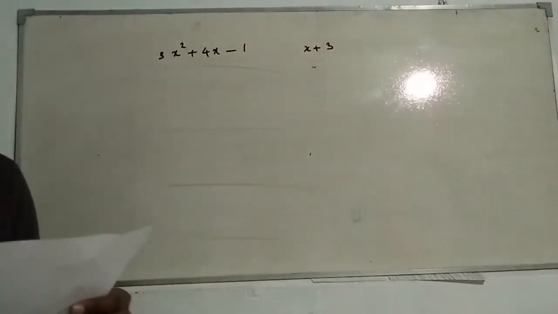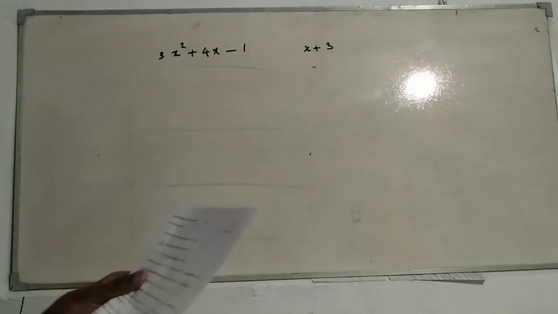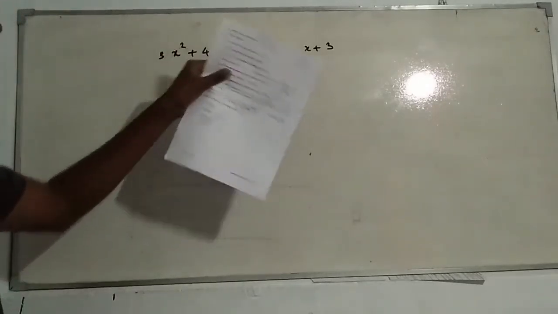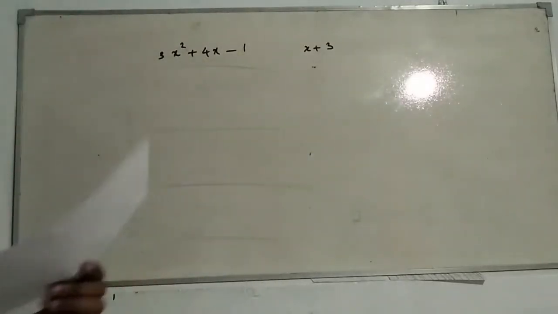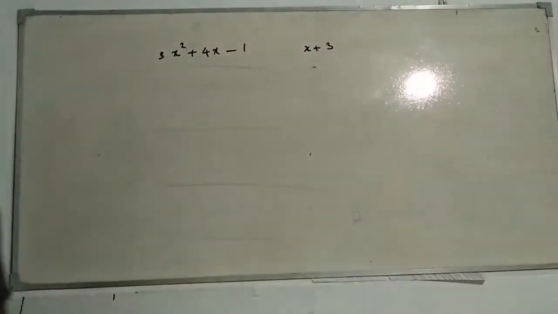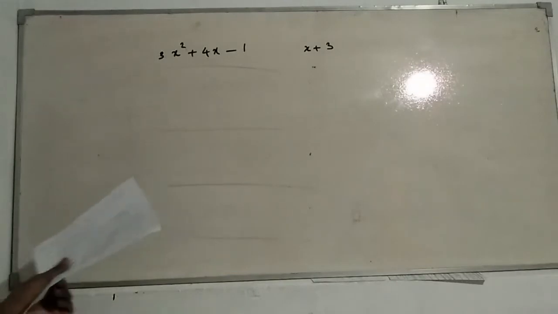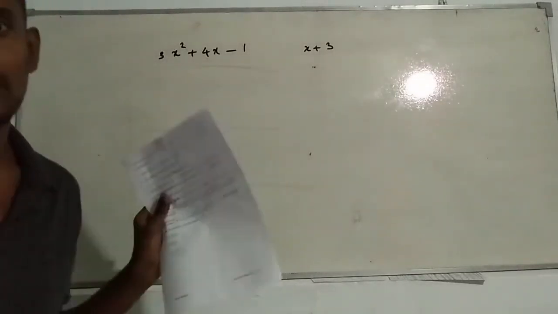Okay, now the fifth question. The fifth question is being asked from the remainder theorem, right? Now we've been asked what is the remainder when 3x squared plus 4x minus 1 is divided by x plus 3. We have been asked to find the remainder when this polynomial is divided by this polynomial. But this time we can't use long division.